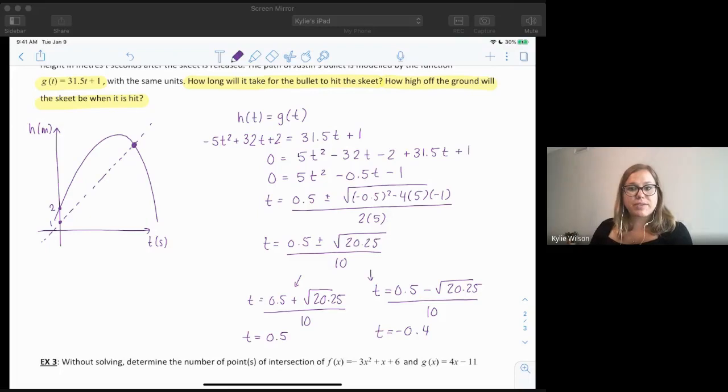So on the graph, let's identify where those points are, and that will help us to identify which one we'll reject. So we have one at 0.5, so that would be our positive one here. So what we're saying is that this is at 0.5 seconds. And then we're also learning that although we don't include this negative part, there is another point of intersection down here. But because we can't have negative time, we reject this one. So we reject because we can't have negative time.